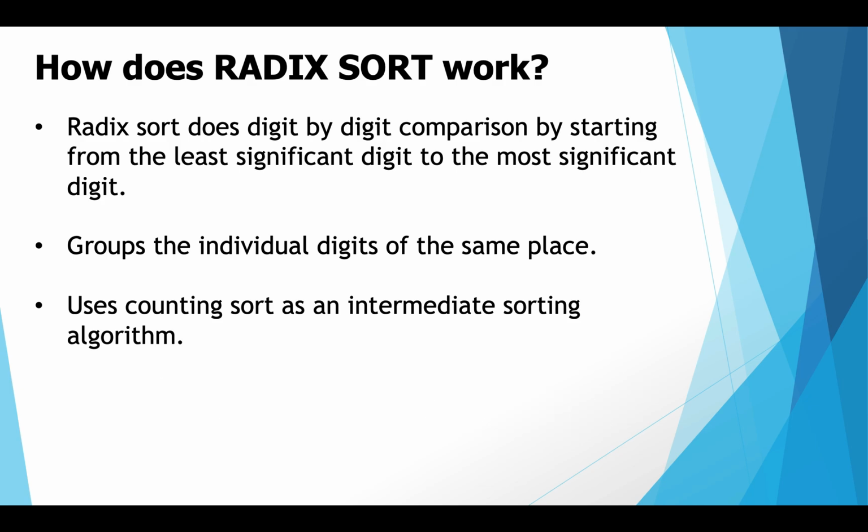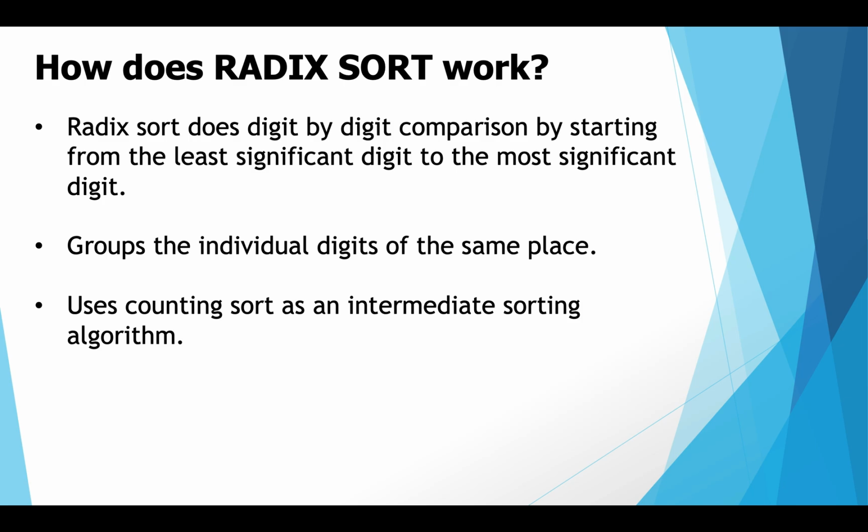Important thing to note is that Radix Sort uses counting sort algorithm as an intermediate sorting algorithm to perform sorting at individual digits level, which is why you should watch the video that I have made explaining the counting sort algorithm. You will find the link in the description box of this video, or you can simply watch it by clicking on the I button.